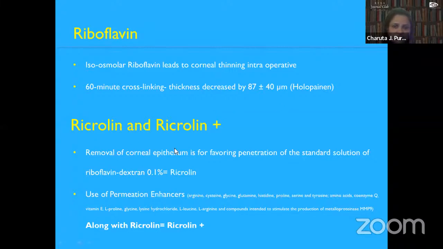That is, Ricrolin is the standard dextran plus riboflavin 0.1% combination, and plus meaning the addition of permeation enhancers. So these molecules that are mentioned in small are actually taken from the patent document for Ricrolin Plus.